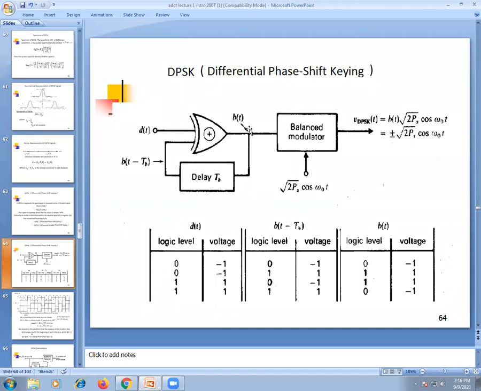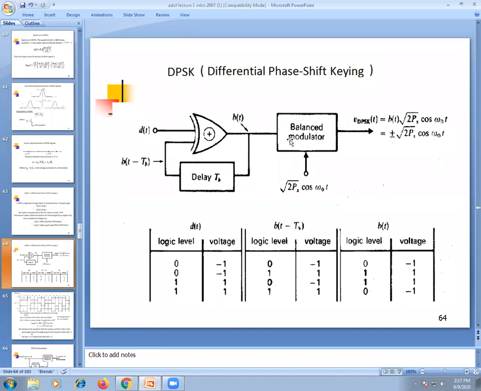But b(t) is not directly given as in BPSK. A differential signal is generated. How is the differential signal generated? The d(t) signal is given to an XOR gate. The output of the XOR goes through a 1 bit delay, giving b(t) minus T b, and this is fed back to the XOR. Again the XOR operation takes place, and after the XOR operation you get the b(t) signal.